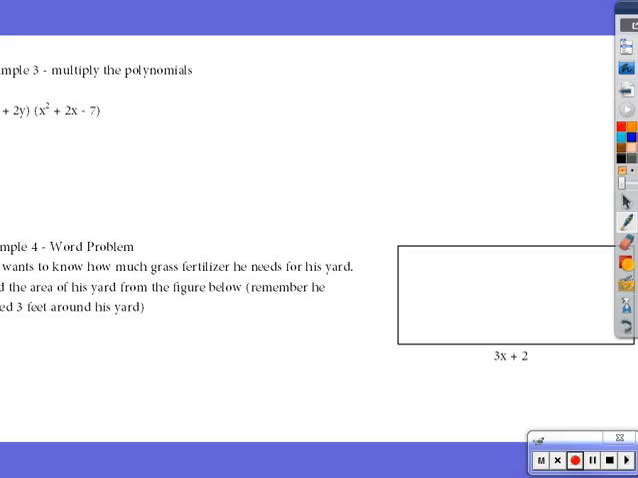Again, it's a binomial and a trinomial, so it's probably easiest to use that generic rectangle. All right, I am going to show distributive property though this time, just for those people that like that method. So 3x times x squared is 3x cubed. 3x times 2x is 6x squared. And 3x times negative 7 is negative 21x.